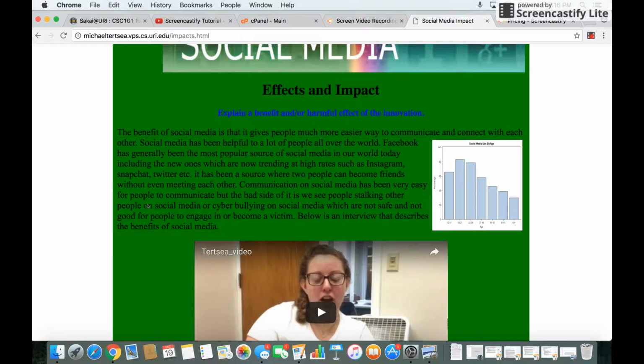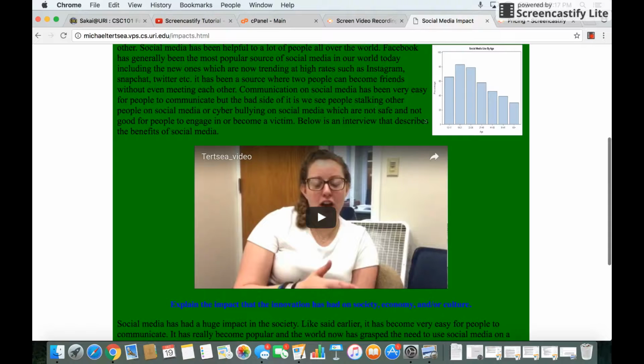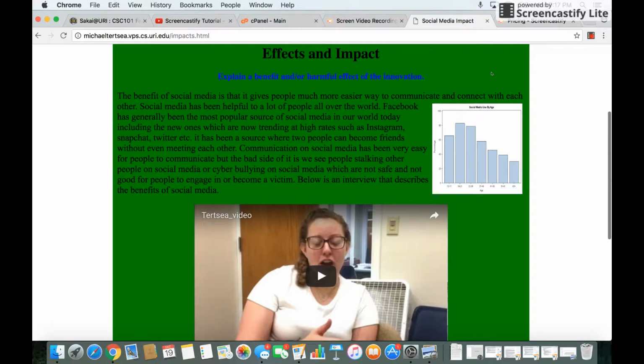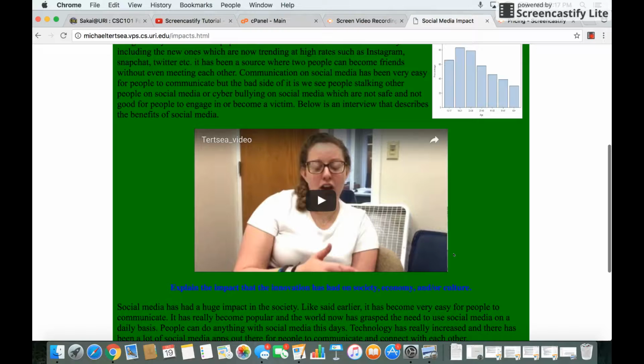But the bad side of it is we see people stalking other people on social media or cyberbullying on social media, which are not safe and not good for people to engage in or become a victim. On here we can see a graph by age of how social media has impacted the age groups over the years. We can see that mostly teenagers have more use of social media than adults. And here's a video explaining some of the impacts and benefits of social media.